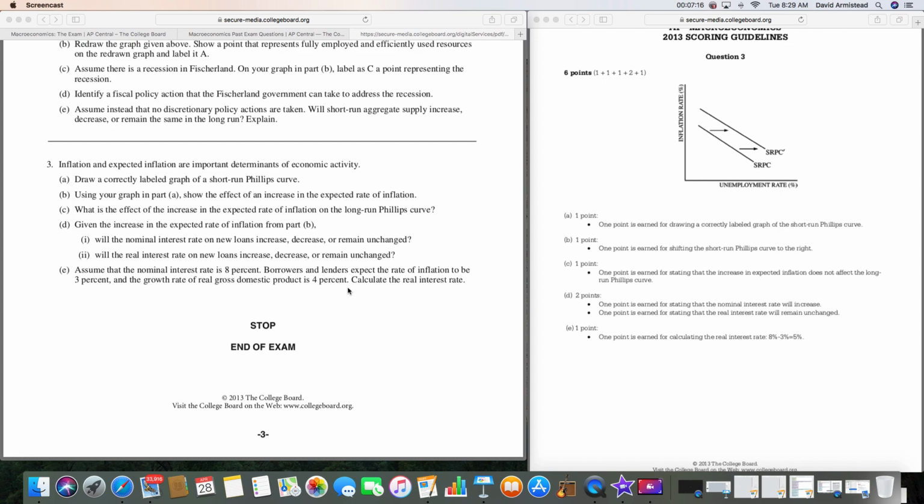I'm going to suggest you guys do the same thing you do with AP Gov, where you write down some key things, some of these key equations. How do we get the real interest rate? How do we get the nominal interest rate? You just have those simple equations written out as you take this test on May 18th.